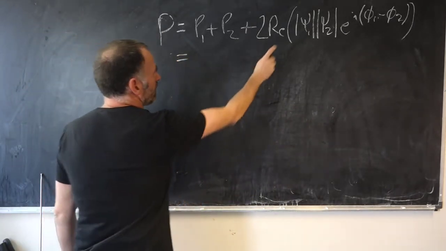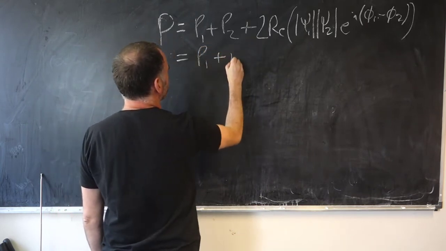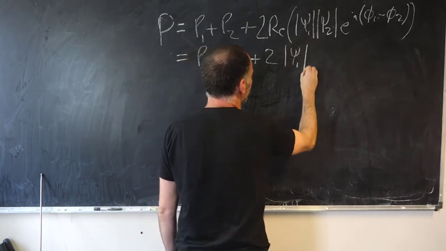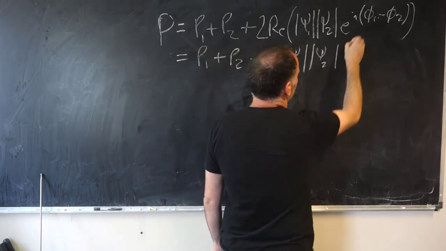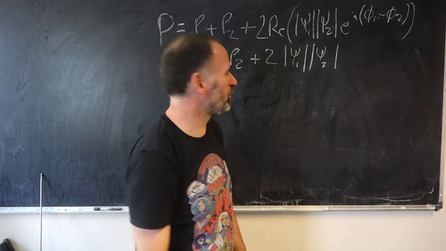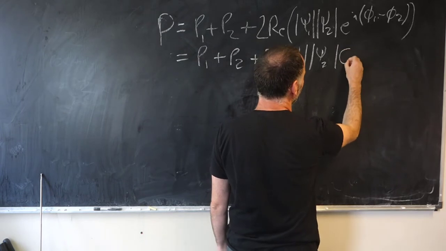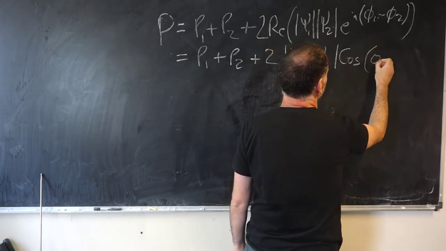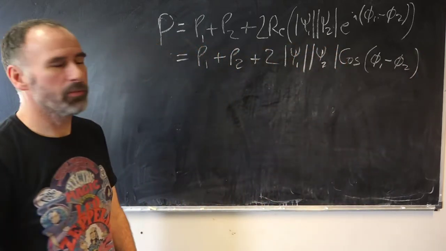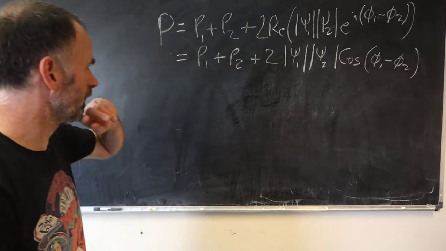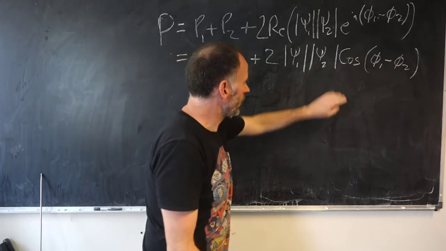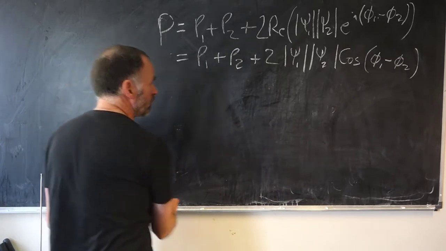And that, if we're looking for the real part of this, or twice the real part, is twice, well, the modulus of psi1 is real, the modulus of psi2 is real. What's the real part of that? Well, pause for a second, you could even pause the video. I hope you know, the real part of that is cos of phi 1 minus phi 2. The imaginary part would be sine of phi 1 minus phi 2, or i times sine of phi 1 minus phi 2, but we're only getting the real part. This is absolutely crucial.